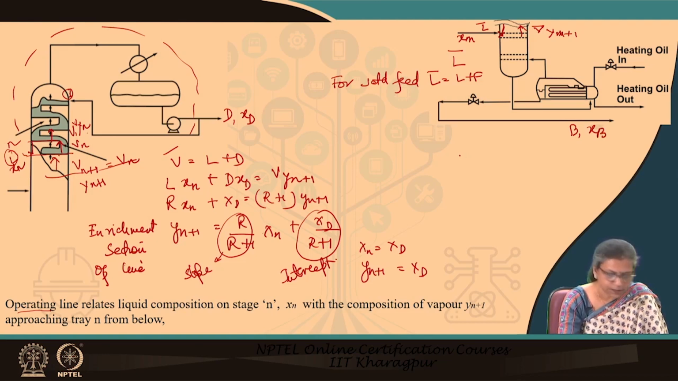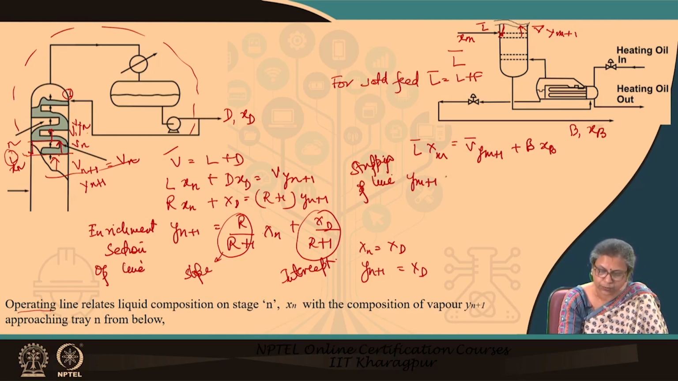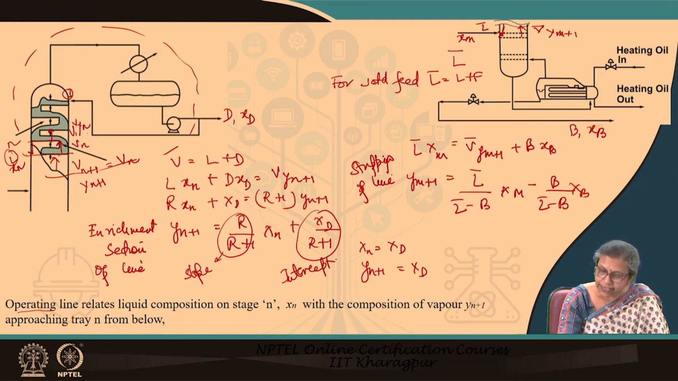For this particular case also, if we write down the material balance in a similar way, we would get L bar x_m equals V bar y_(m+1) plus B into x_B, from where we find that the stripping section operating line equation can be given as y_(m+1) equals L bar by (L bar minus B) x_m minus B by (L bar minus B) into x_B.